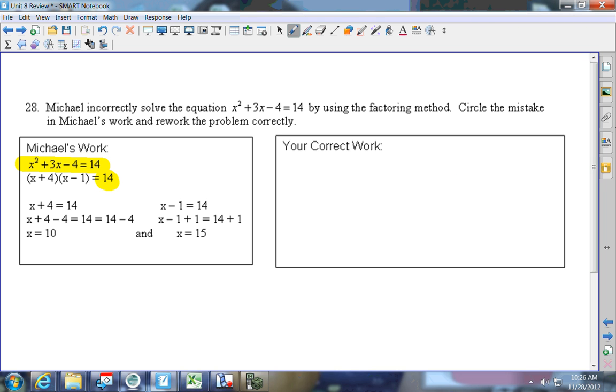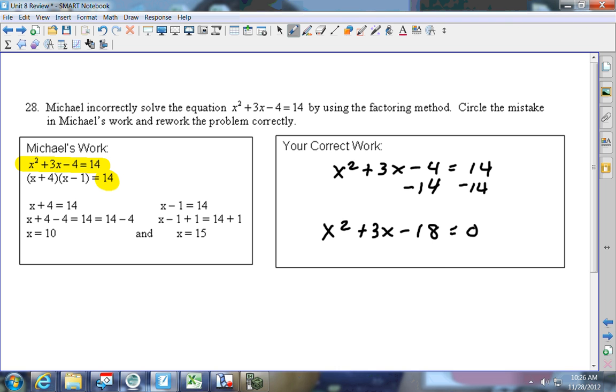So I need to go over here and I've got x squared plus 3x minus 4 equals 14. Subtract 14 from each side. I get x squared plus 3x minus 18 equals 0. When you factor this, you're going to get x plus 6, x minus 3, and you would set them equal to 0 to find your solutions. Let's erase that.